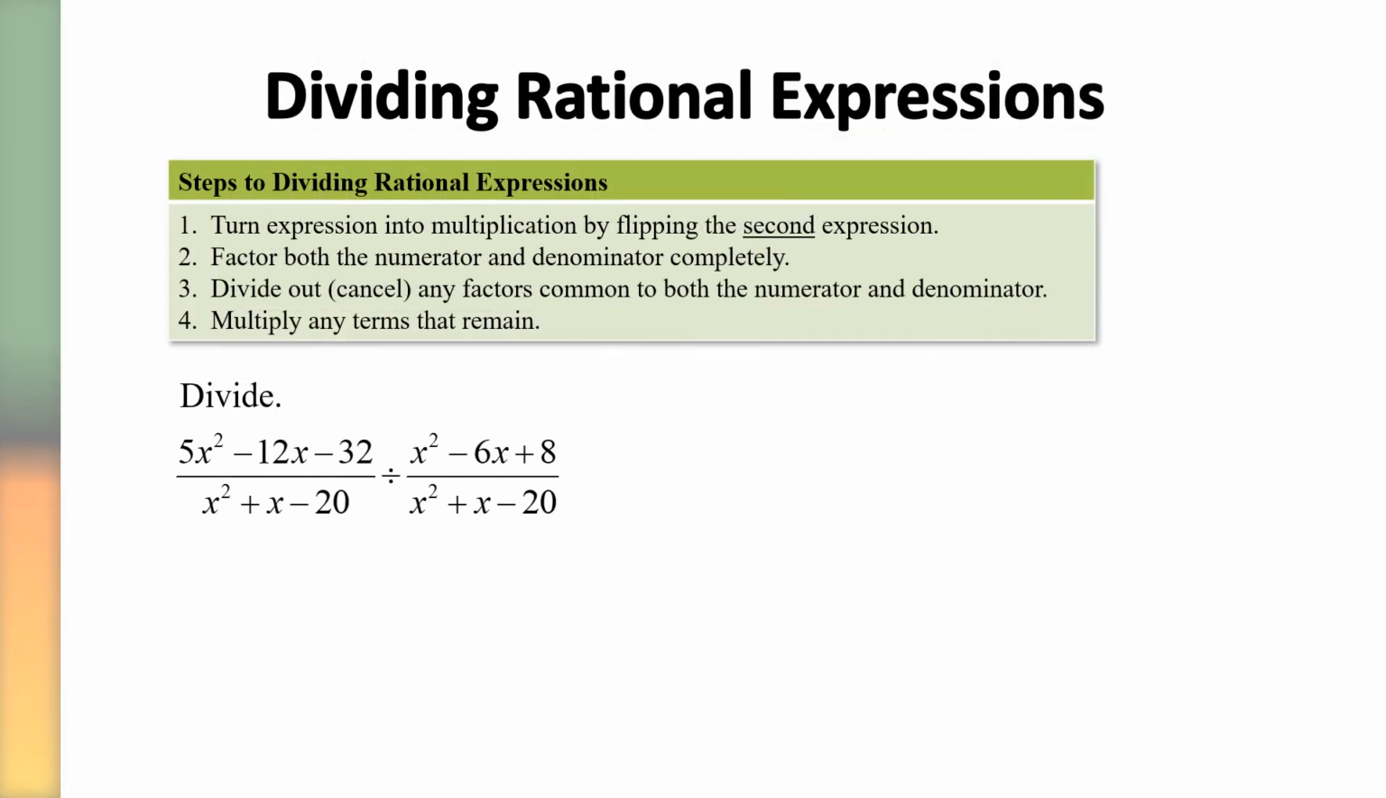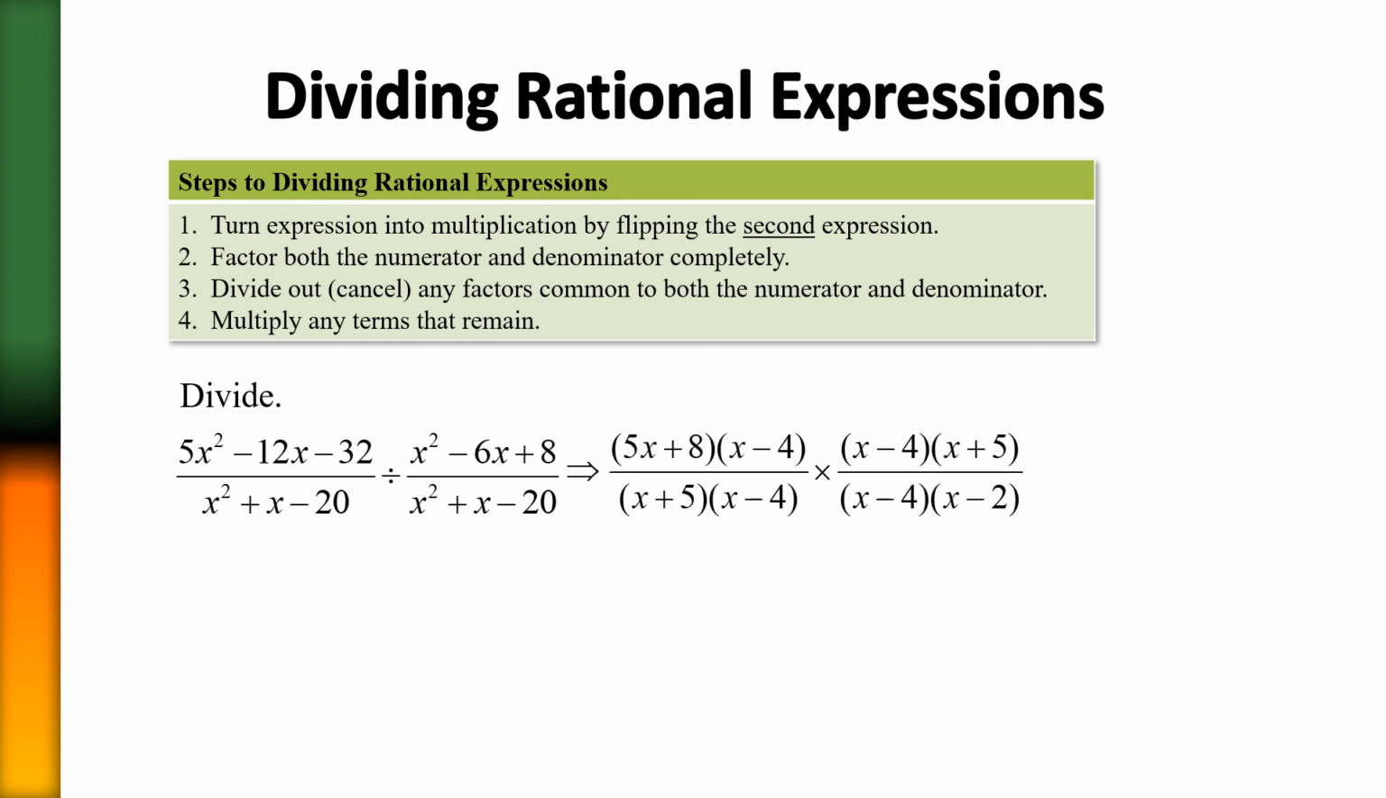Example, we're going to go ahead and proceed by first keep, change, flip. Next, we're going to go ahead and proceed by completely factoring the top and the bottom. Oh, it's already factored for us. Yay! So we do not have to factor. Let's move on to the next step, which is to divide or cancel out any common factors. In other words, something from the top that matches exactly with something from the bottom.